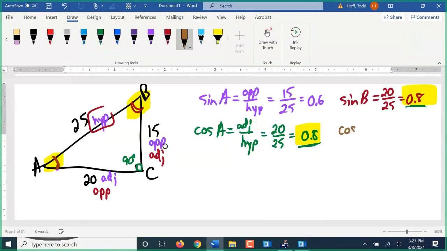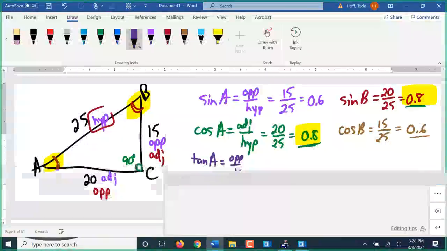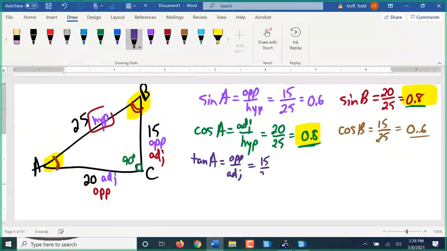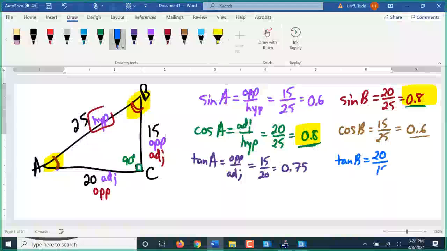What's going to be the cosine of B? 15 over 25, or 0.6. Perfect. Tangent of A? Tangent's opposite over adjacent. 15 over 20, good, or 0.75. How about tangent of B? 20 over 15, or 1.333, good.